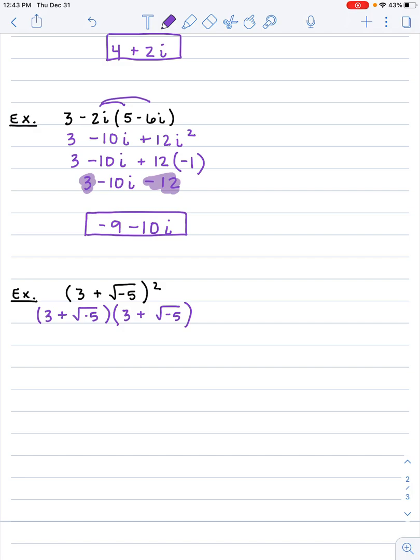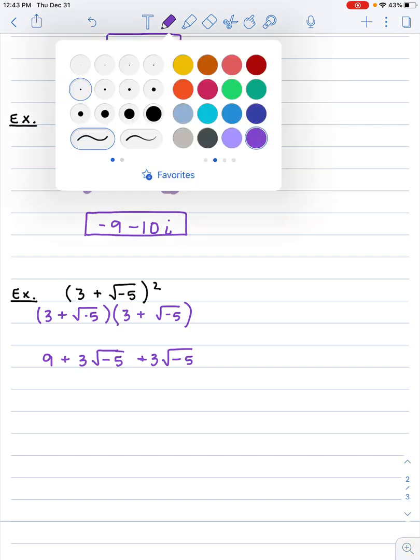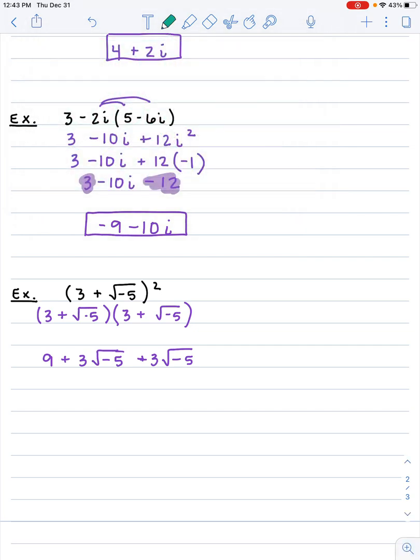All right, so if I start foiling this out, I've got 3 times 3. 3 times 3 is 9. Then I've got 3 times radical negative 5, which gives me 3 radical negative 5. Then I've got 3 times radical negative 5 again. And then I have negative radical 5 times negative radical 5. So I want to pause quick. I want to do a little key concept with you here of what that means.